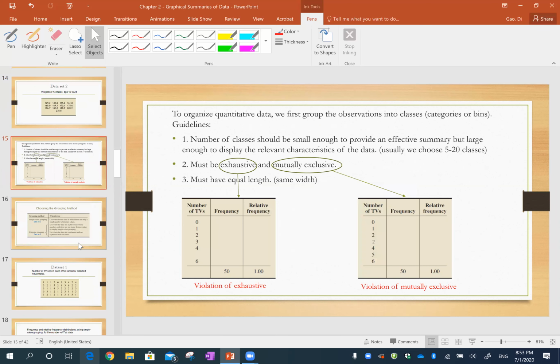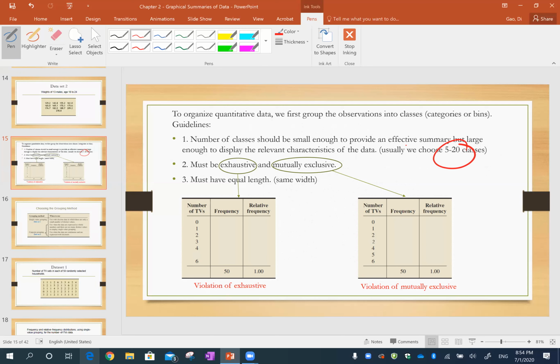Now, before we talk about the grouping methods, let's look at some basic requirements for organizing quantitative data. We're first going to group the observations into classes. Guideline 1: the number of classes should be small enough to provide an effective summary, but large enough to display the relevant characteristics of the data. Usually we choose 5 to 20. This is more like a standard. But for practice problems, these classes will be given.